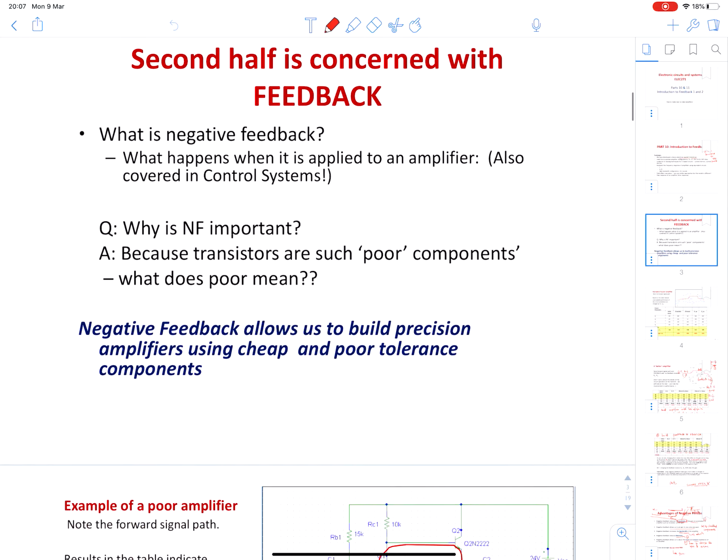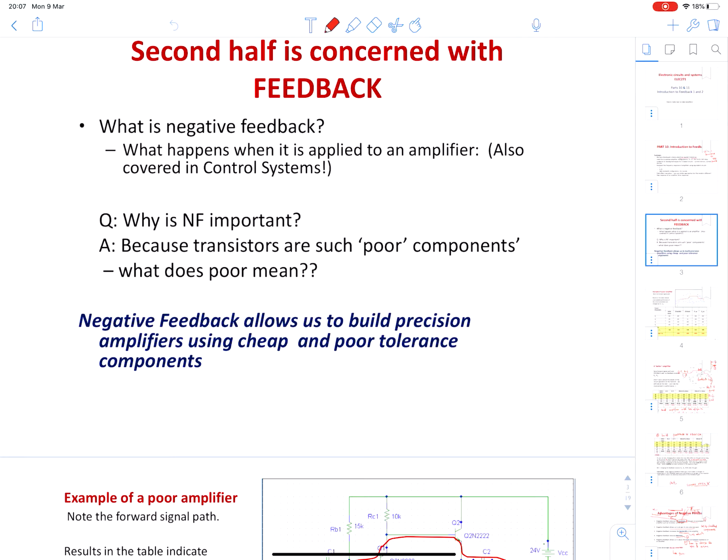The step response for amplifiers. The second part is about feedback. So what is negative feedback? What happens when it is applied to an amplifier, which is also converted to a control system? Why is negative feedback important? Because transistors are such poor components that we need negative feedback to allow us to build more precise amplifiers using cheap, poor-tolerance components.